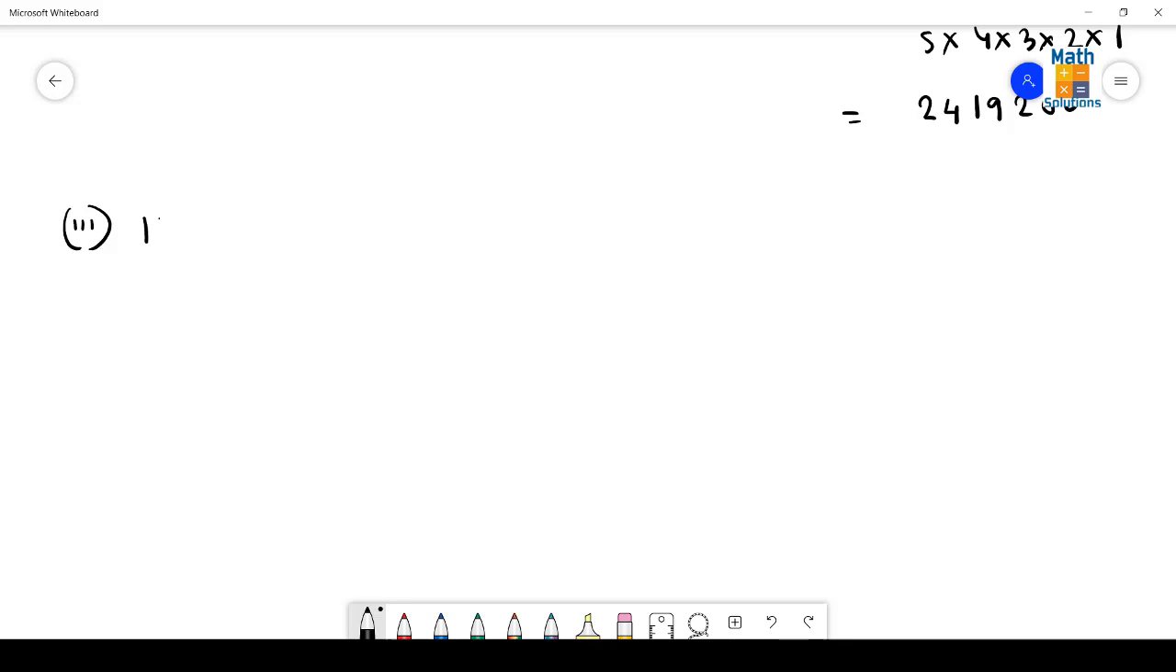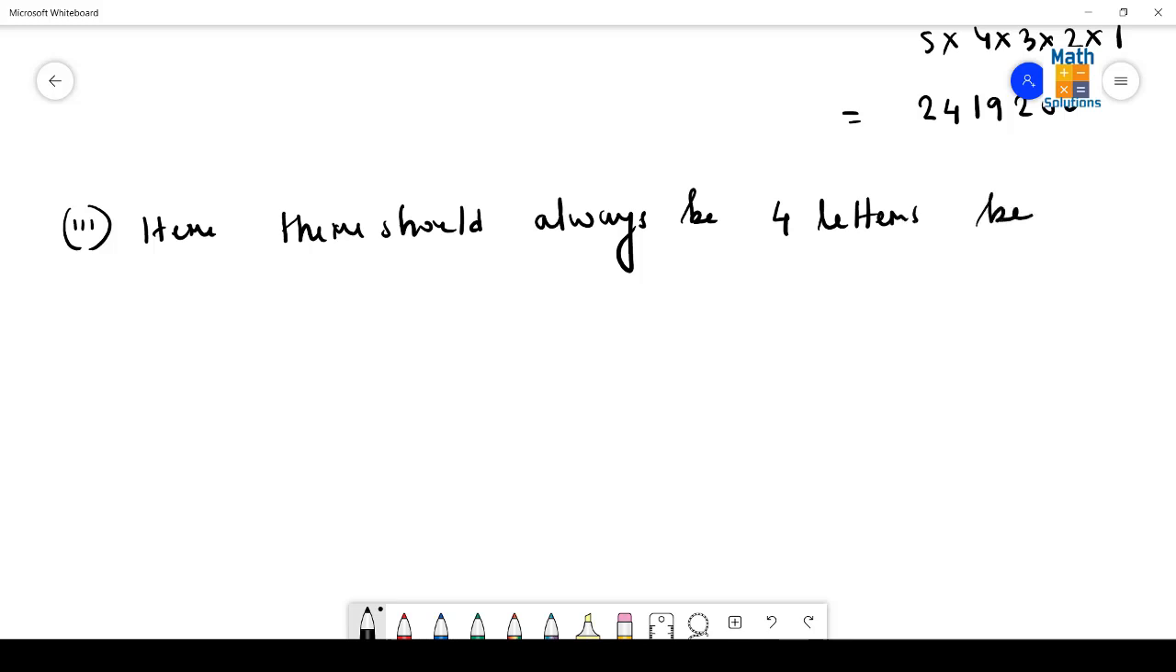Here I'm going to write, there should always be 4 letters between capital P and capital S. The possible places, I'm writing this just for your better understanding, please try to follow.